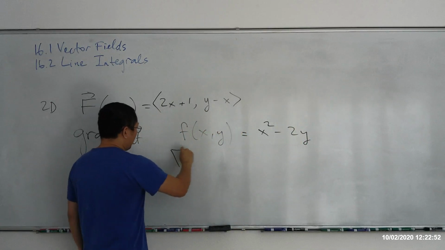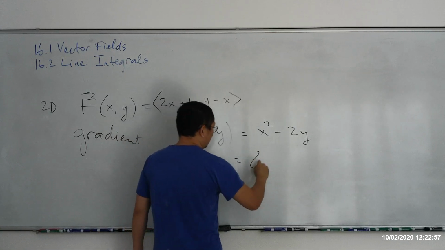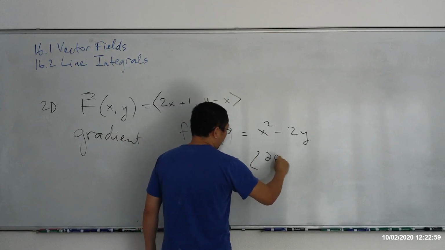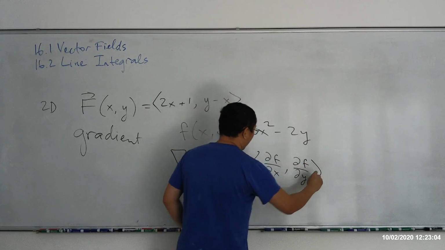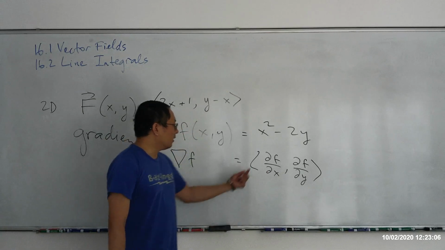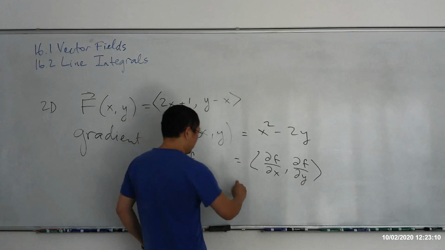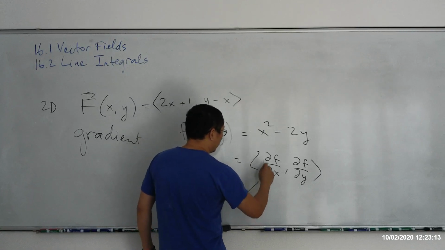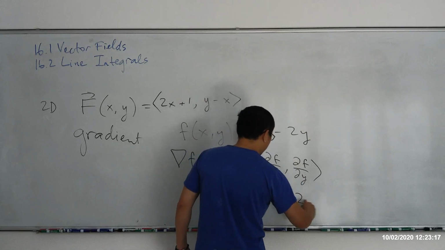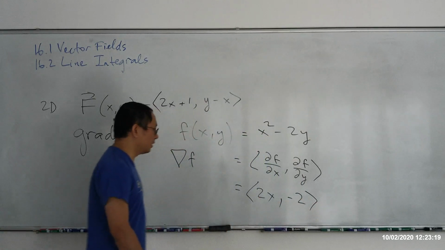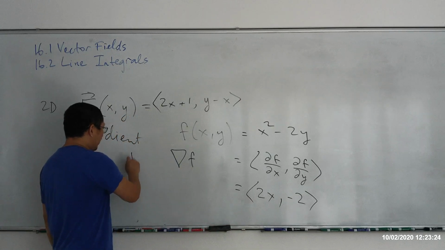And recall what we learned: the gradient of f is equal to what? df over dx, and then df over dy, right? The partial derivative of f in terms of x, the partial derivative of f in terms of y. So df over dx is 2x, okay? df over dy is -2, and you see what? This is really a vector, right?